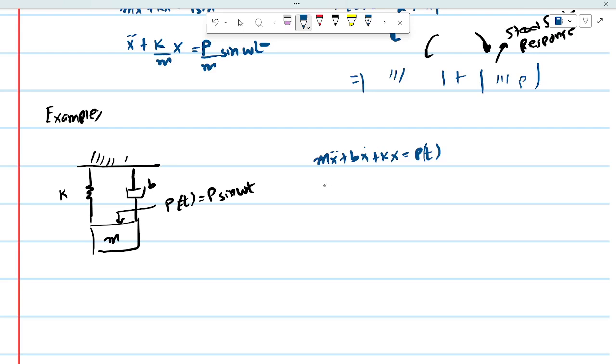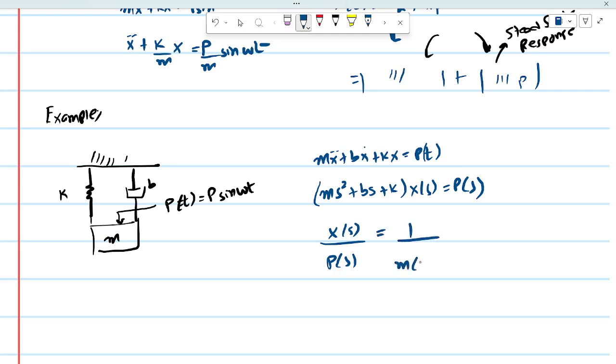Again we have to take the Laplace transform for this one. That will become (m s squared plus b s plus k) times X(s) equals P(s). I'm just assuming zero initial conditions. Then we know the transfer function is the Laplace transform of output over input. So the output is X(s), the input is P(s). So it will become 1 over m s squared plus b s plus k, and we can call it the transfer function G(s).